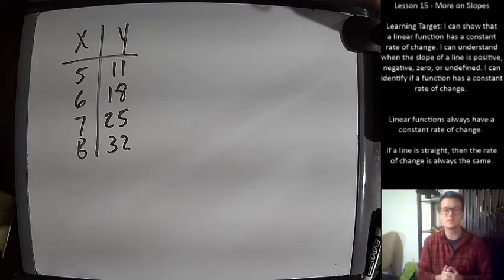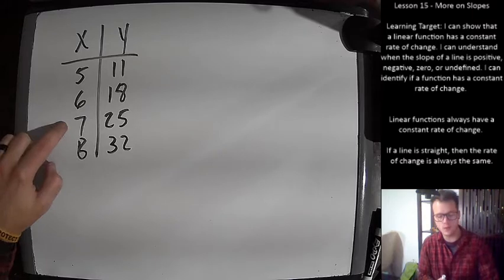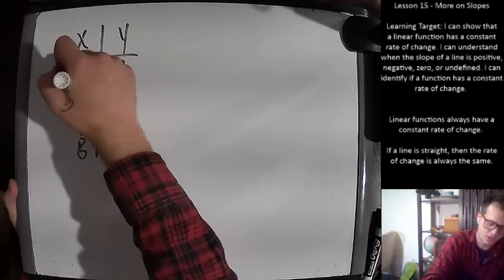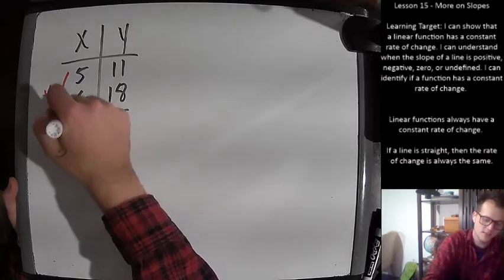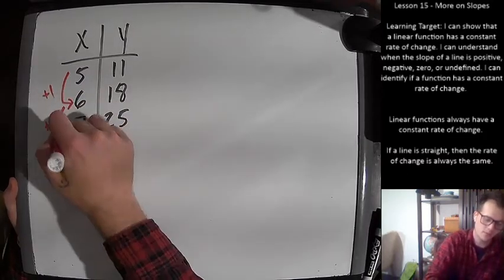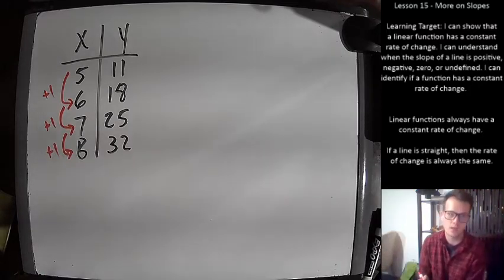Now, fortunately this one's really easy to check. We can tell because the x values go up by 1 every time. And I'm going to write that in, actually. So to go from 5 to 6, we add 1. To go from 6 to 7, we add 1. And to go from 7 to 8, we also add 1. That's one way to check really quick if we have a constant rate of change.